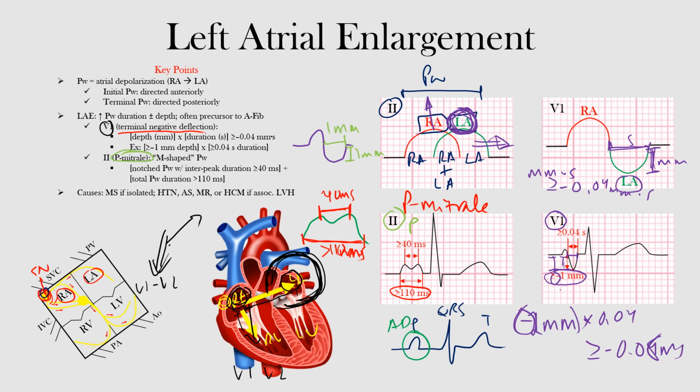40 milliseconds. Now, one way to remember P mitrale is that the P wave actually looks like the letter M. If you look here, this looks actually like the letter M, so you can think of that as P mitrale, same thing here, okay?